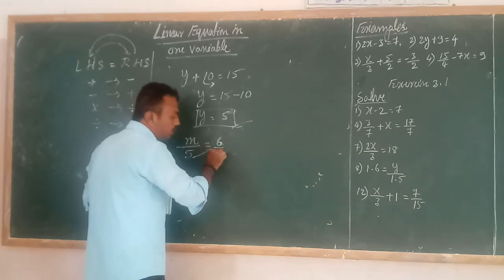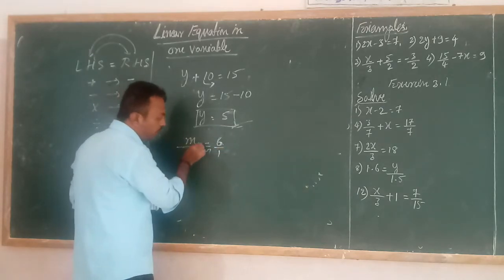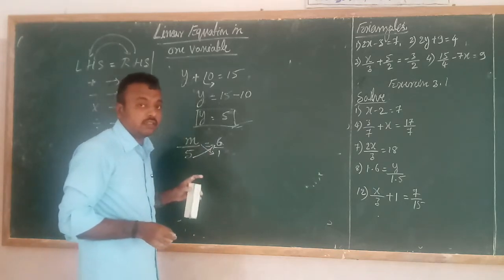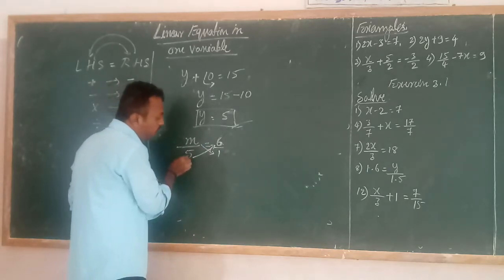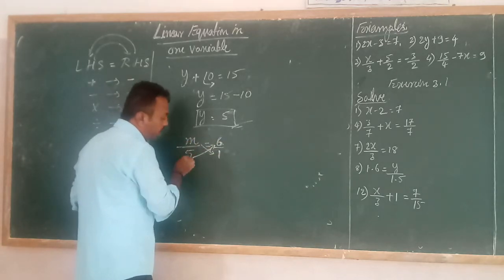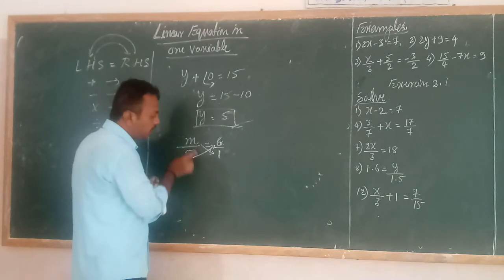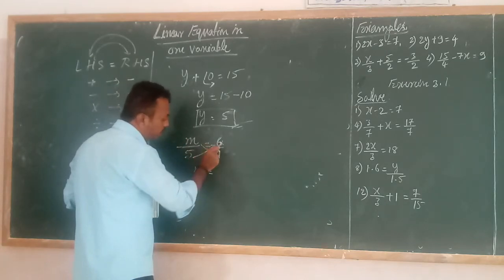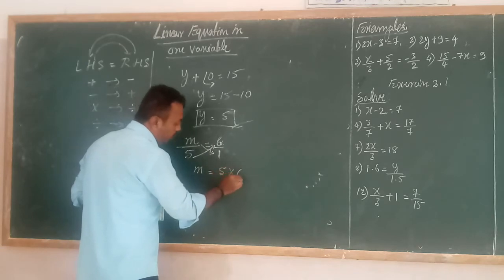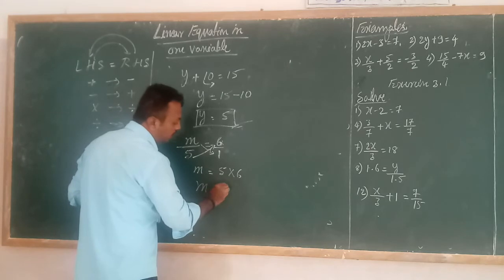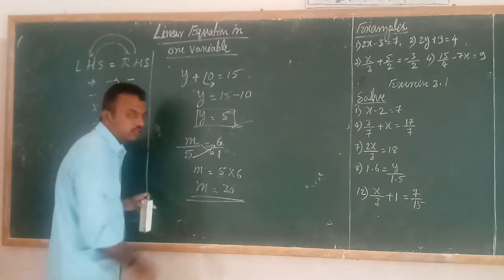Nothing is there, which means 1 is there. So we have to cross multiply that. This is the cross multiplication. Okay students, I will send 5 to the RHS side. So m and 1 you have to multiply, and 5 and 6 you have to multiply. m into 1 is m, it is equal to 5 into 6. 5 sixes are 30. Therefore, the value of m is 30.